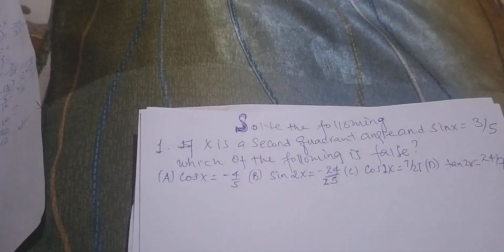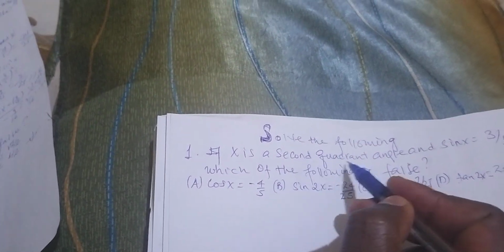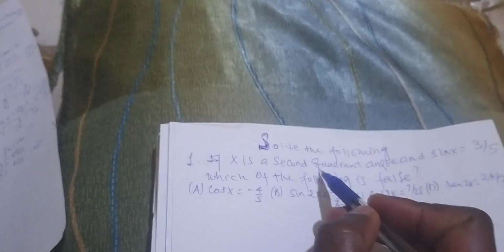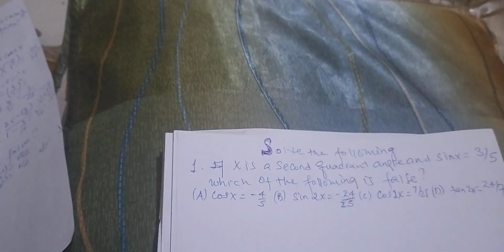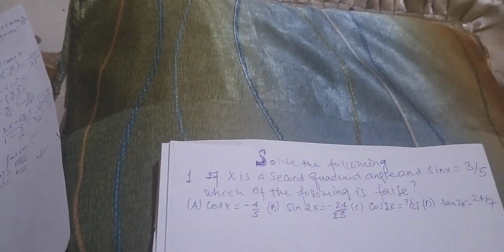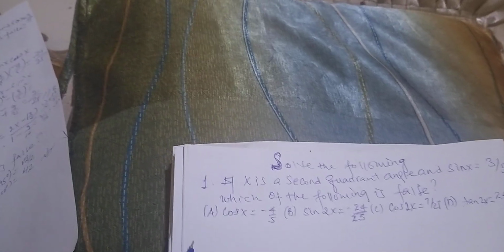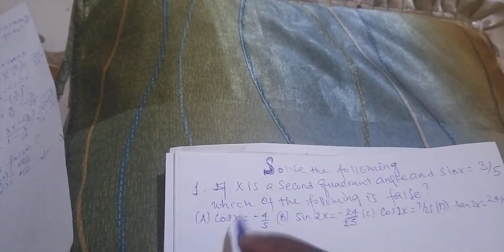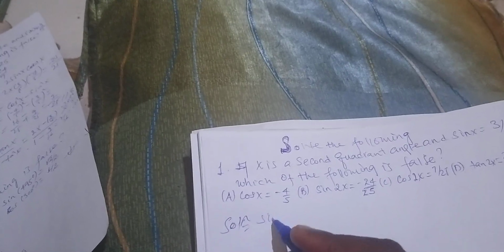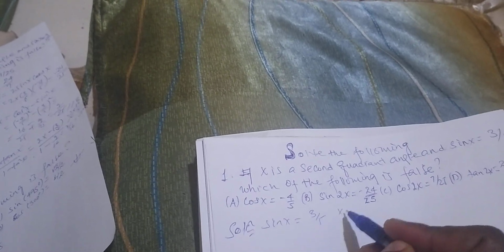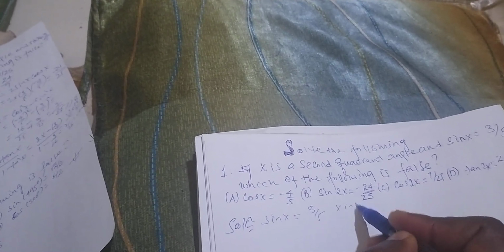So what is given? X is the second quadrant angle. In the second quadrant, only sine is positive, the rest are negative. Sin x is 3 over 5, given. Solution, let's do it together. So, sin x is equal to 3 over 5 and x is in the second quadrant.